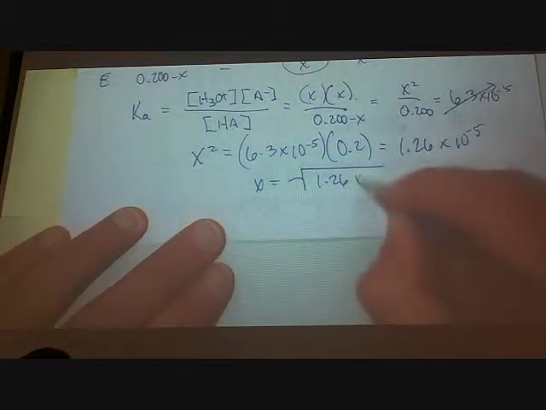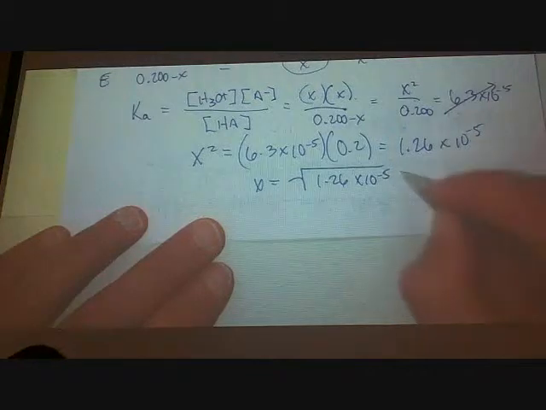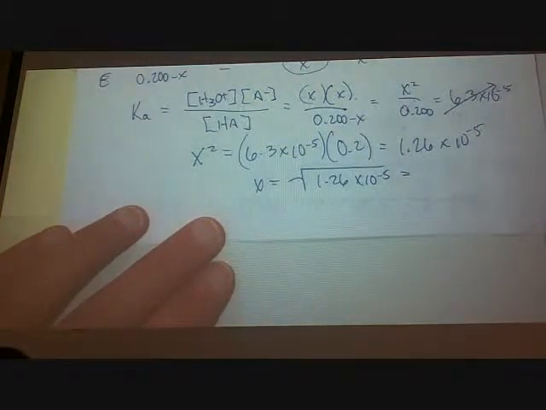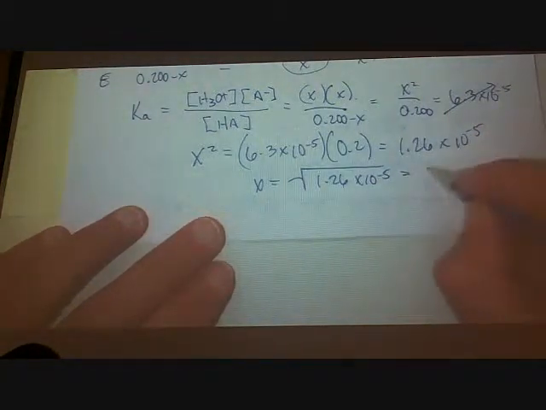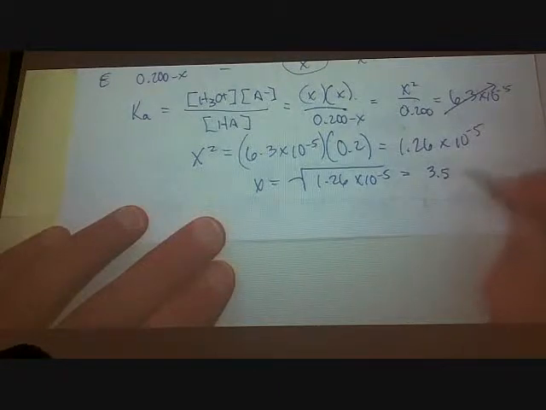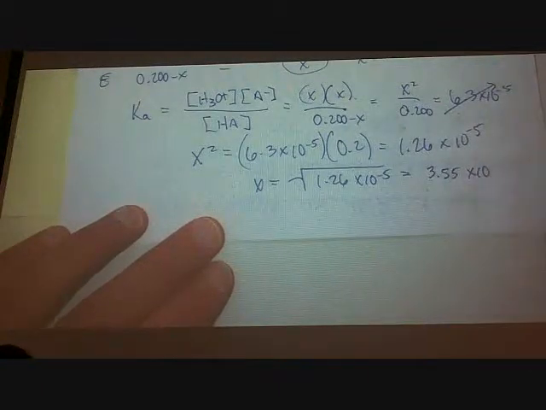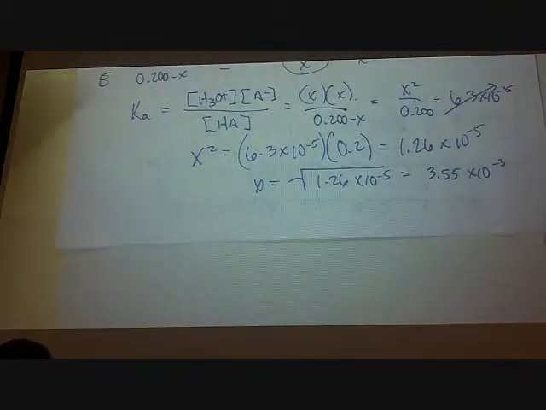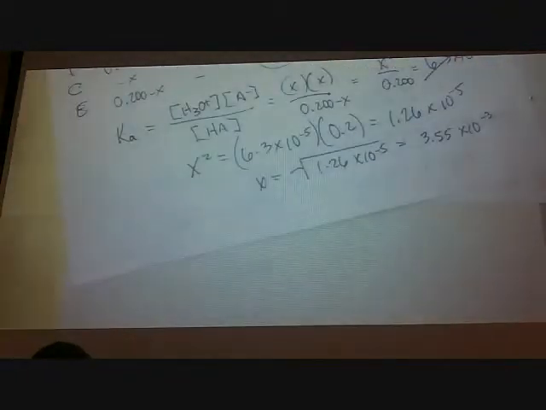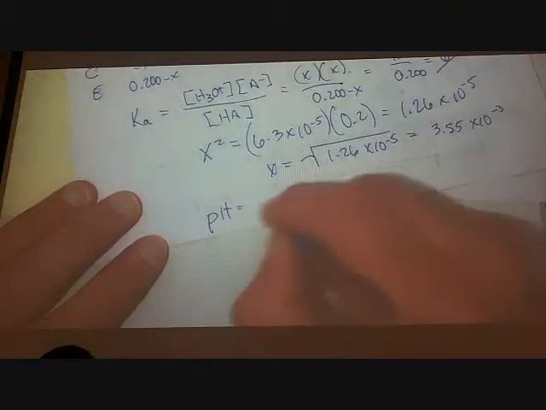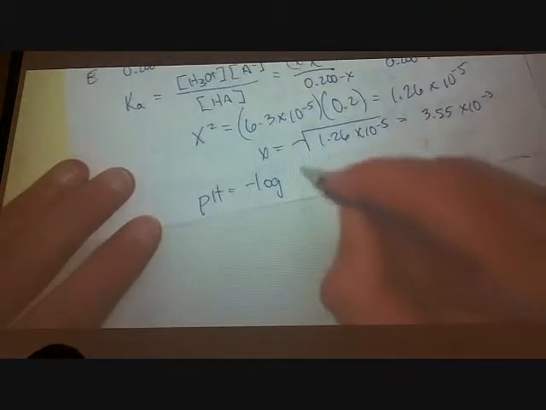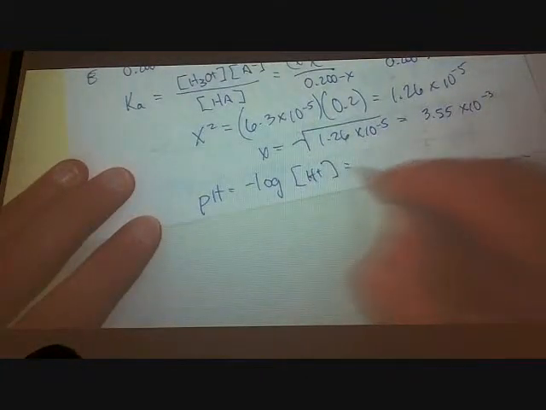And as a heads up, probably would not be a bad idea to show all this. Okay. So 3.55 times 10 to the negative 3. So there's your X. And what was the question asking for? pH. So how do you get pH? Negative log of the hydrogen concentration.